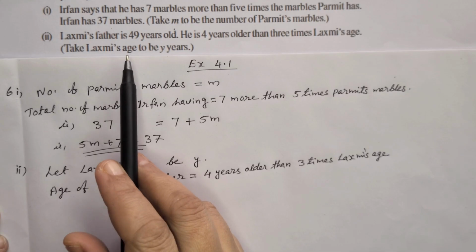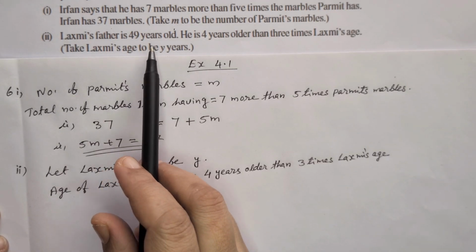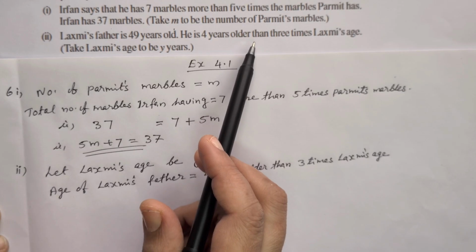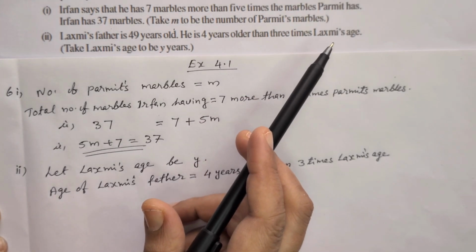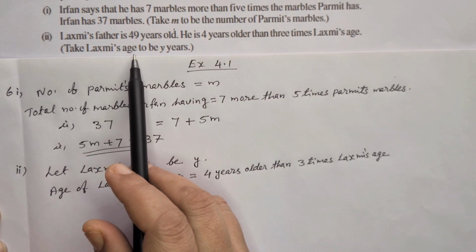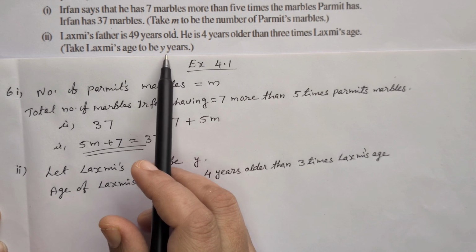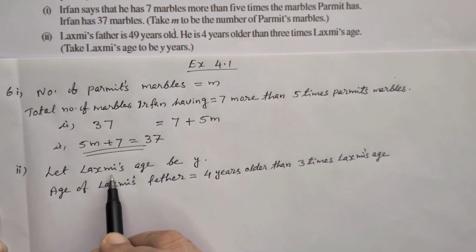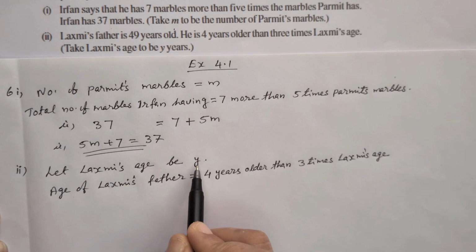Second one, Lakshmi's father is 49 years old. He is 4 years older than 3 times Lakshmi's age. Take Lakshmi's age to be y years. Here the variable is y. So we can write, let Lakshmi's age be y.